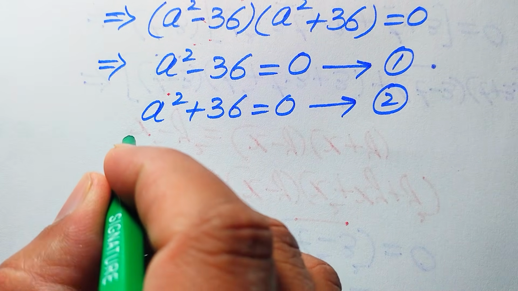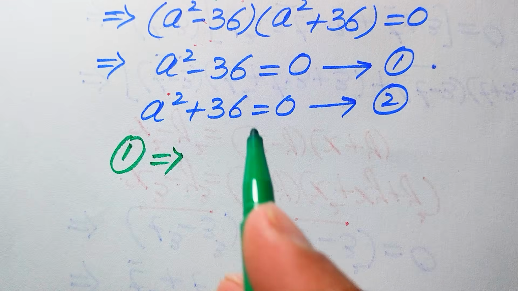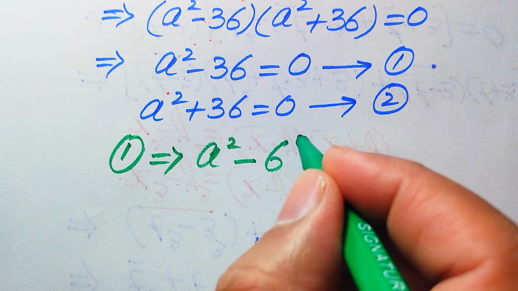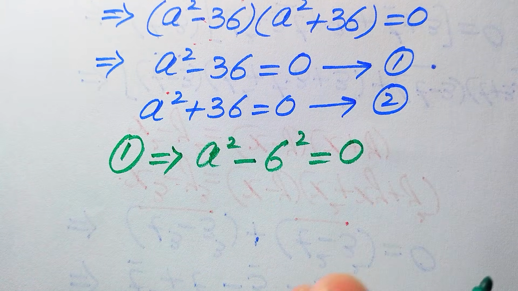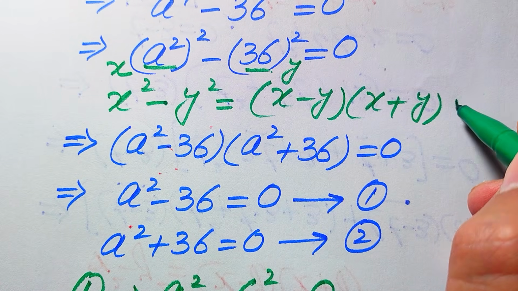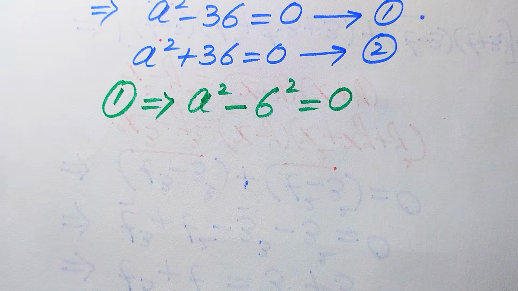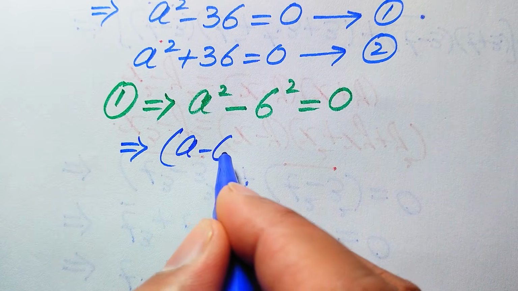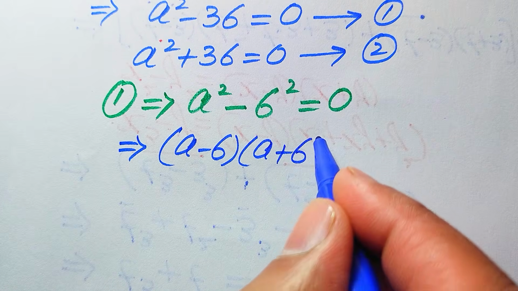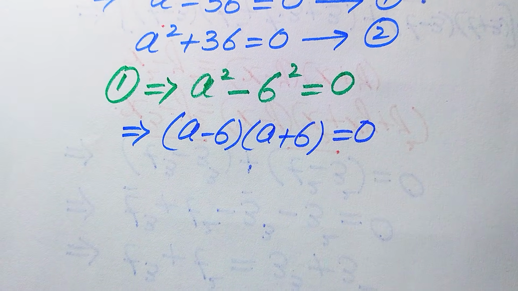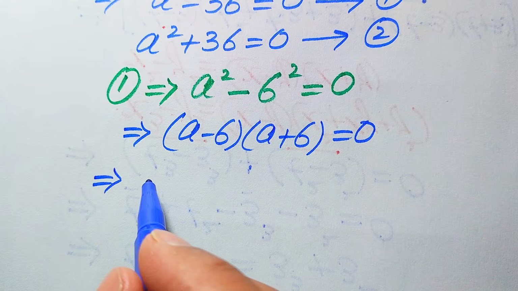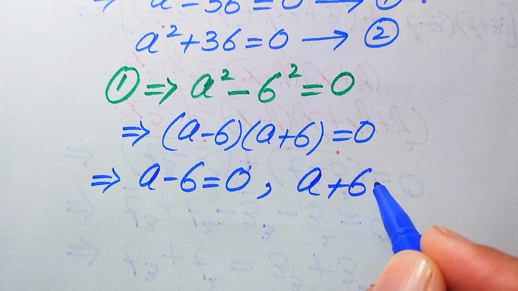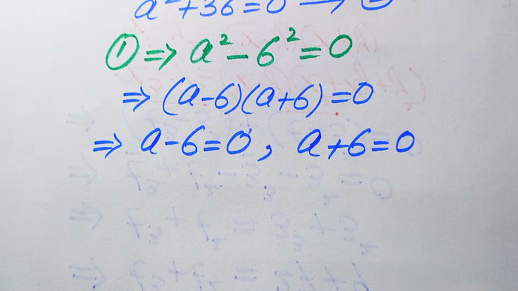Now first, equation number 1 implies that we rewrite this equation as a² − 36, and we write 36 as 6², and this whole equation equals 0. So here we again apply this nice formula. According to the above formula, this will be written as (a − 6)(a + 6) = 0. And now in the next step we divide this equation into two cases. The first case is a − 6 = 0, and the second case is a + 6 = 0.